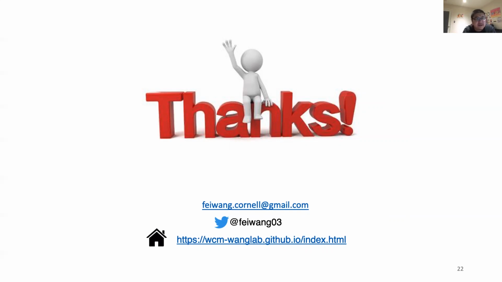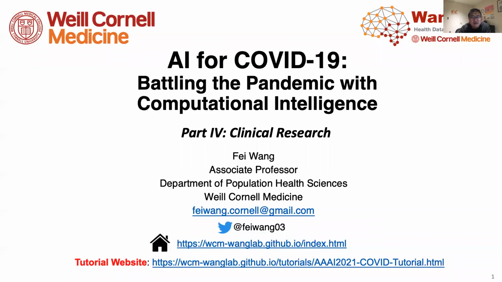So in the next part, I'm going to introduce the efforts on the research about SARS-CoV-2 or COVID-19 based on AI, but on clinical studies. So this is the fourth part of this tutorial where I'm going to introduce how AI can be helpful with the clinical research for COVID-19, and I'm going to focus on two specific scenarios. One is COVID-19 diagnosis and prognosis. The other is subtyping of COVID-19.